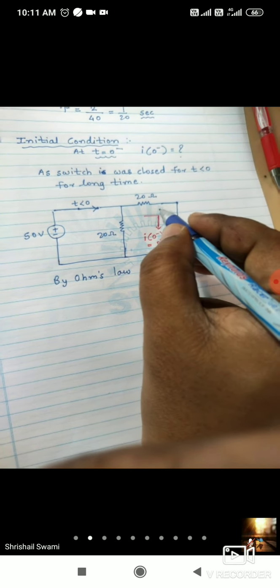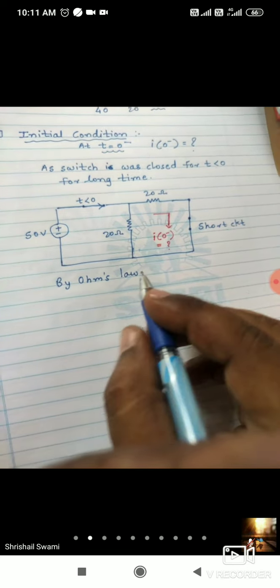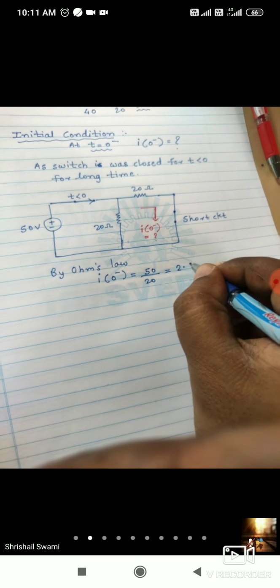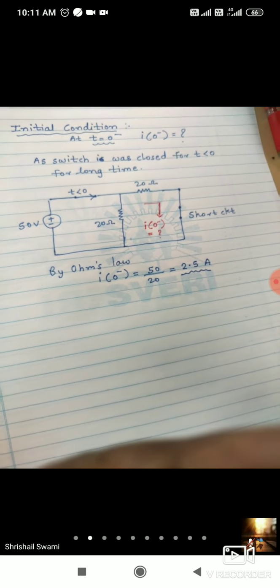What is the voltage across this? This 20 and this 20 are connected in parallel. So what is the voltage across a parallel connection? It is the same. Okay, so by Ohm's law, I of 0 minus is equal to 50 divided by 20 ohm. So that will be, I think, 2.5 ampere. That is I of 0 minus.